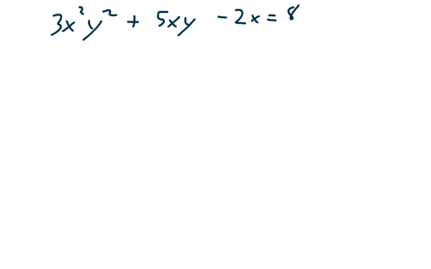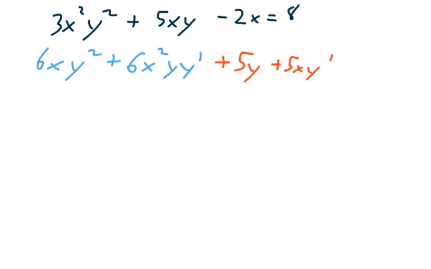For these problems, I have to do the product rule on the first two terms. So that's going to be 6x y squared plus 6x squared y prime. For the second term, I'm going to do it again where I get 5y plus 5x y prime. The derivative of negative 2x is negative 2, is equal to 0. I'm going to move anything that doesn't have a y prime to the other side.